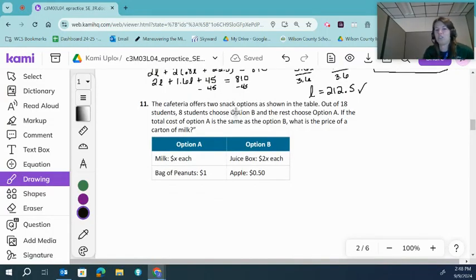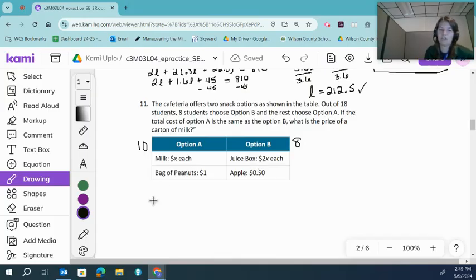The cafeteria offers 2 snack options as shown in the table. Out of 18 students, 8 chose option B, the rest chose option A. Well, if 8 chose B out of 18, that means 10 chose option A, okay? If the total cost of option A is the same as option B, what is the price? So if 10 people buy option A, that is equivalent to 8 people buying option B.